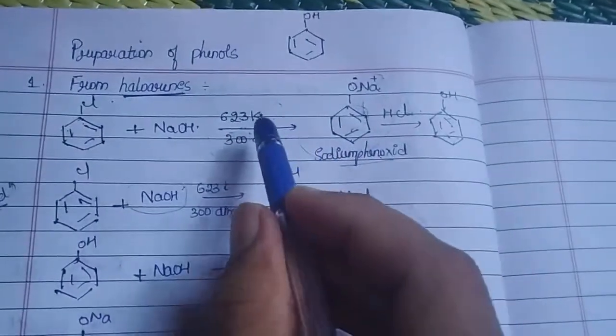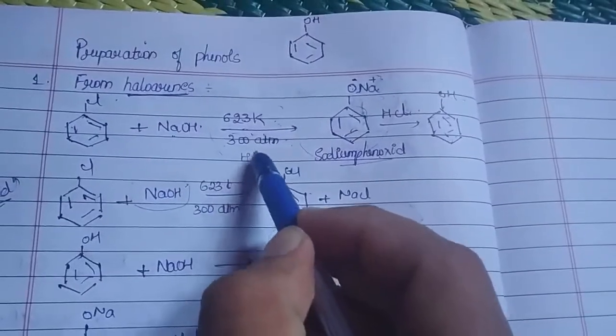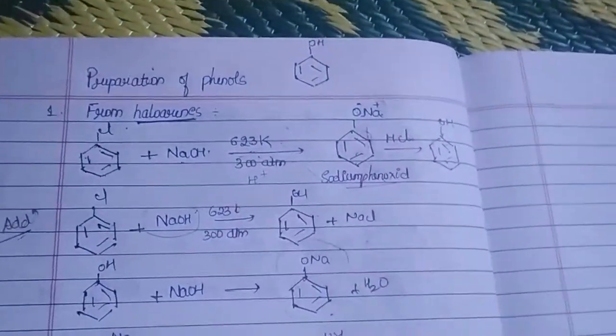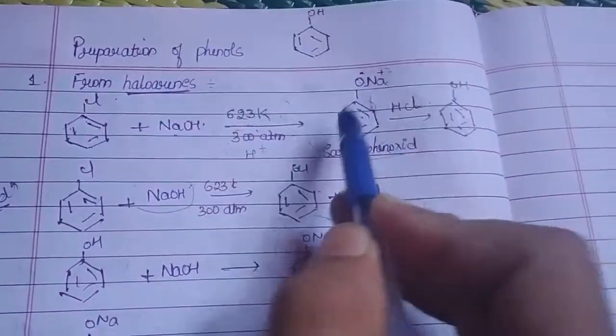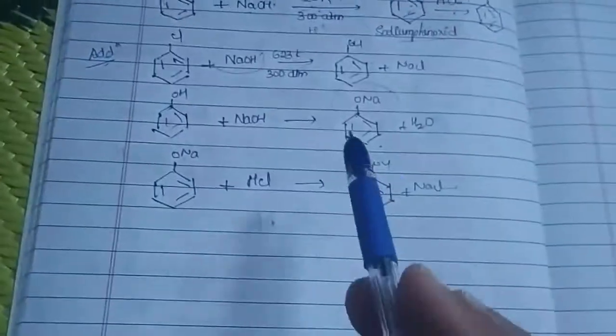In certain cases, they can ask you for 1 mark, 623 Kelvin temperature, 300 atmosphere and H plus. If they have mentioned it, you can write it in this way. Or else, if they are not specific, you be specific. First you write this, then you write HCl, and then you write your phenol. Why is it so? I have explained over here.